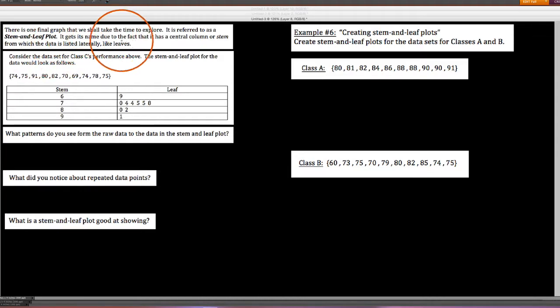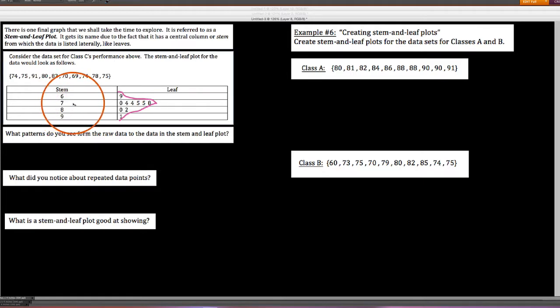It gets its name due to the fact that it has a central column or stem from which the data is listed laterally, like a leaf here. I suppose I should give you a stem and leaf plot here. I should have used green. It's kind of like here's the leaf and here's the stem of a plant. You can imagine it that way.